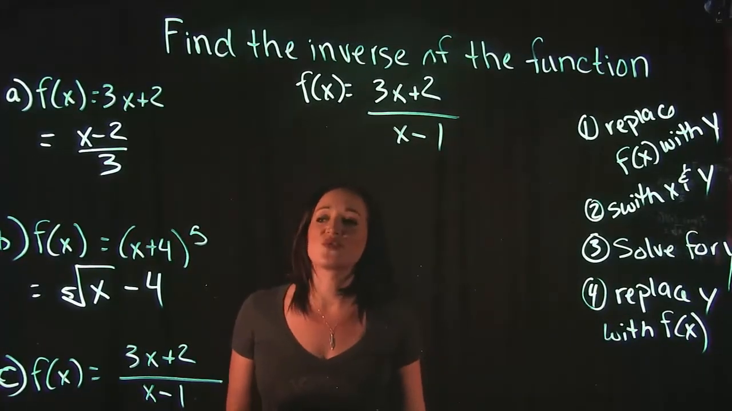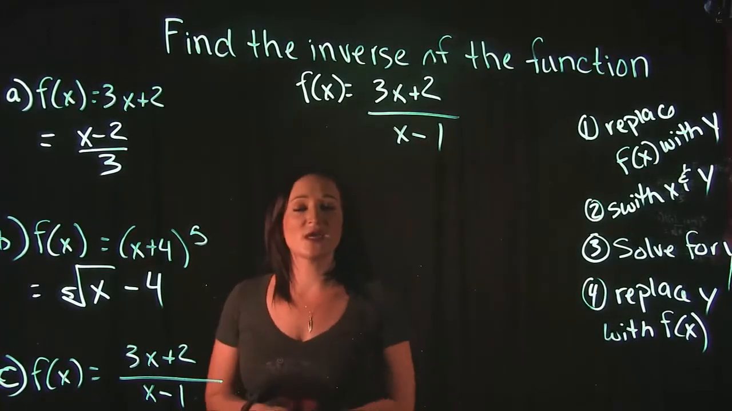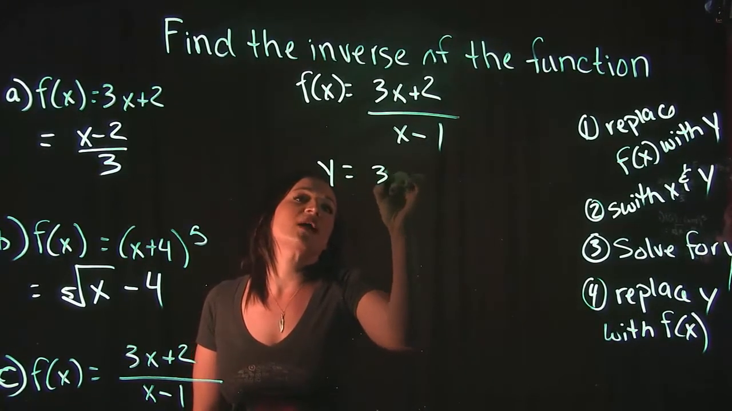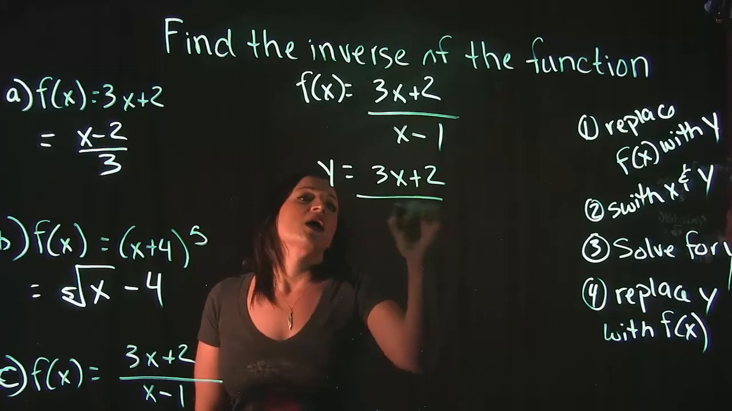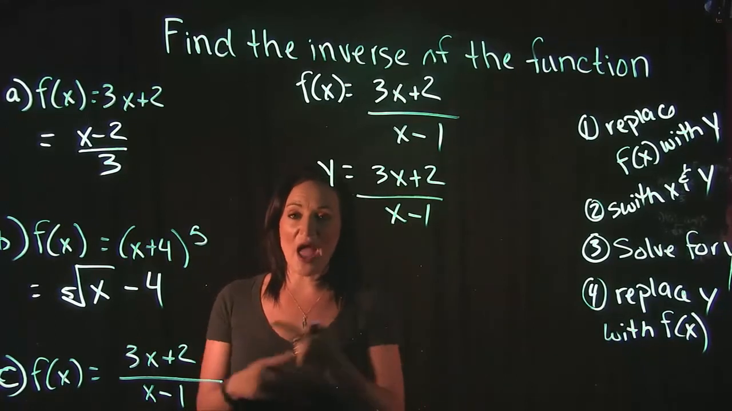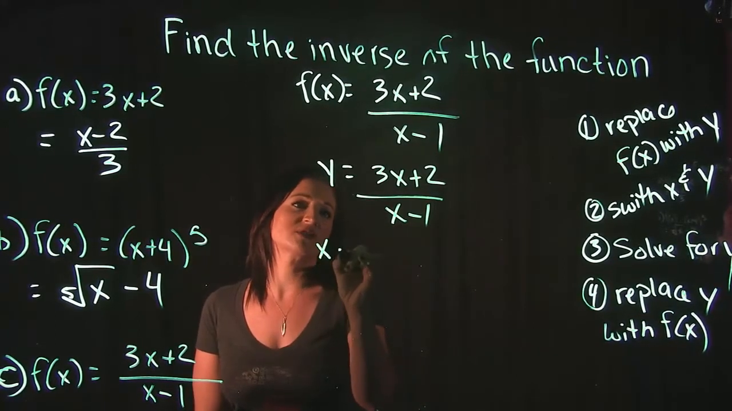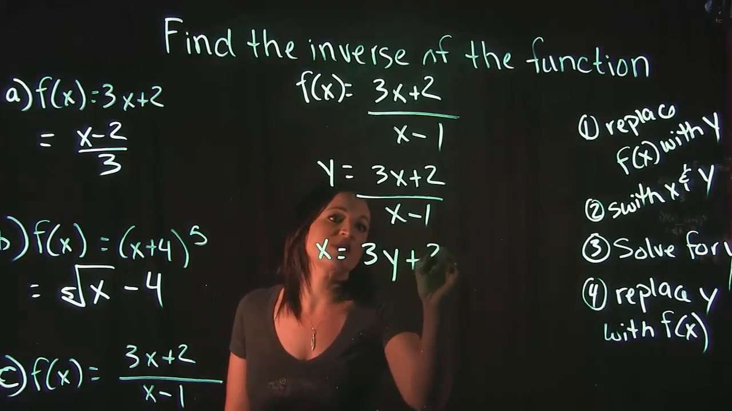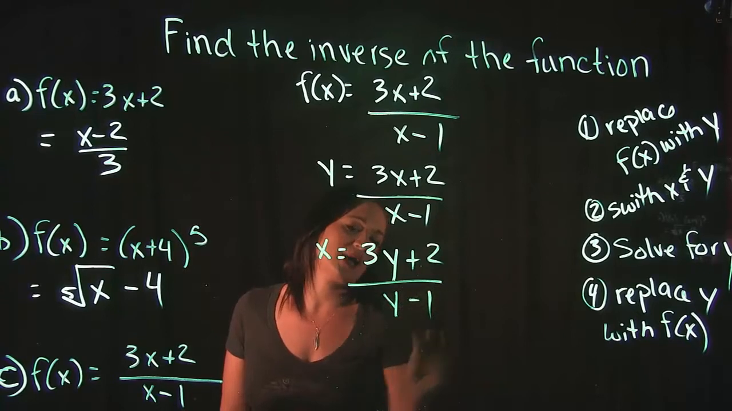Continuing on with example C. So I have example C right over here. Step 1, get rid of f of x and plug in a y for it. Step 2, switch your x and your y. So this y here is now an x, and every x over here on the right-hand side will now be a y.